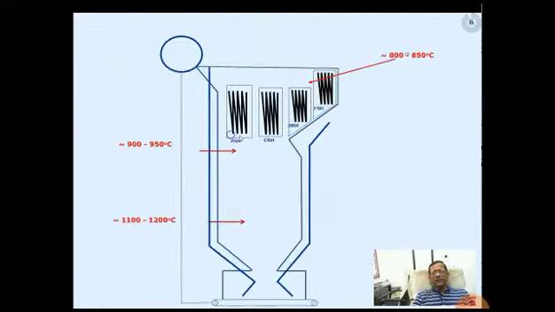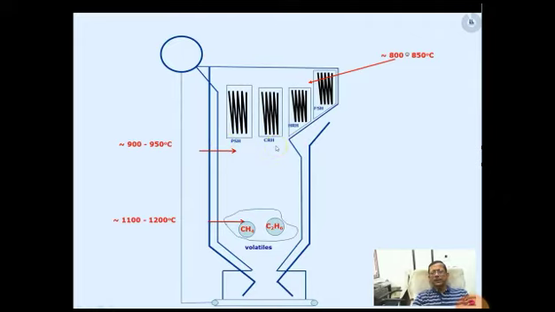Now take a look at the furnace area where the temperature is in the range of around 900-950 degrees centigrade. Now, do you see any place where, if these volatile matters, that is the hydrocarbons, come there, they will not have the combustion? Apparently, there is no such place here. The temperature is very high.